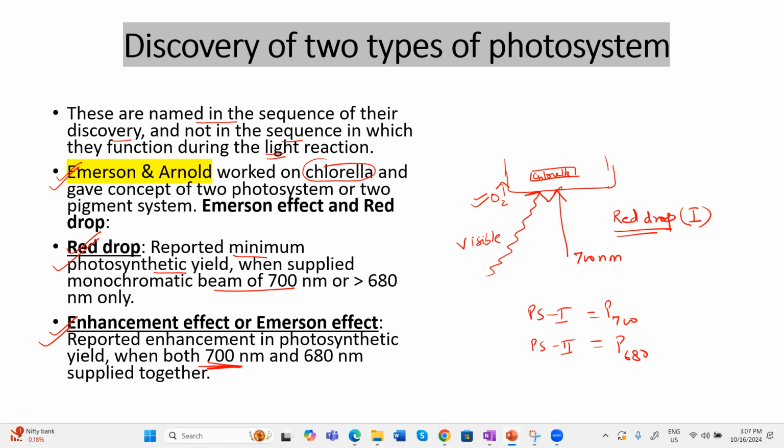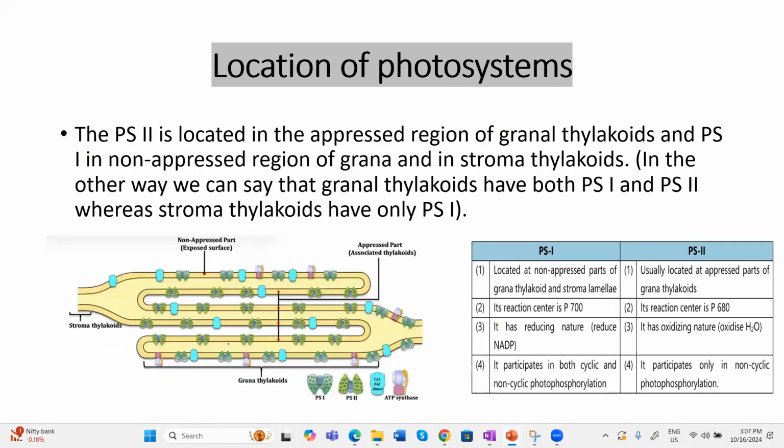Now, simple logic, try to understand. In photosystem 1, the oxygen bubble stopped. In photosystem II, the oxygen bubble came. It means photosystem II is responsible for photolysis of water during the light reaction. Is it clear? Now see location, beta.